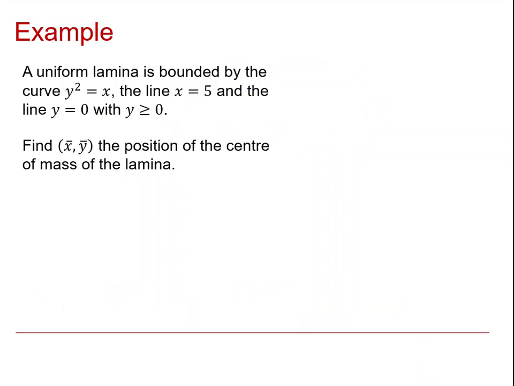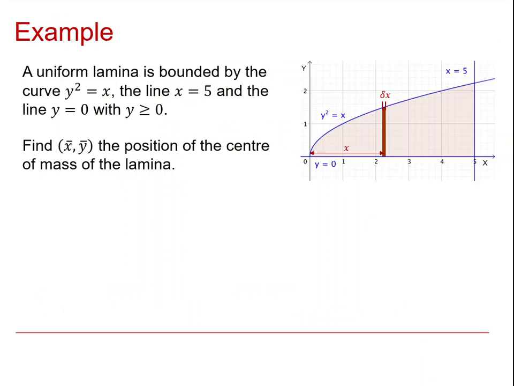Let's begin with a problem. A uniform lamina is bounded by the curve y squared equals x. That's a parabola, but it's going to be a parabola with a horizontal axis. It's bounded by the line x equals 5, and it's also bounded by the x-axis, y equals 0, and we're talking about y being strictly non-negative. We're asked to find x bar, y bar, the coordinates of the centre of mass of the lamina.